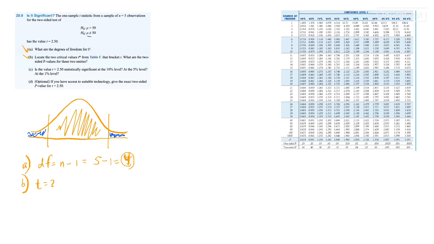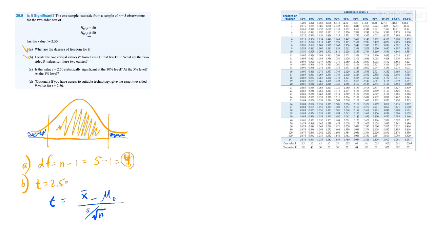They gave us that. Now remember, just as a refresher, the t-value is equal to the sample mean minus the null hypothesis mean over the standard deviation of the sample, because we don't know the population standard deviation, divided by the square root of the number of samples, just so you kind of know where that t is coming from. So we are given t is equal to 2.50. So we're going to go to our t-table.